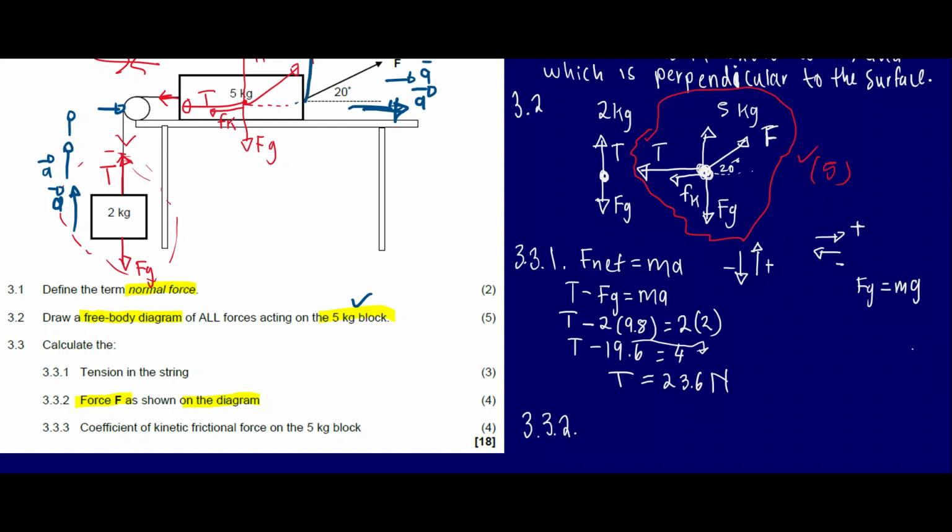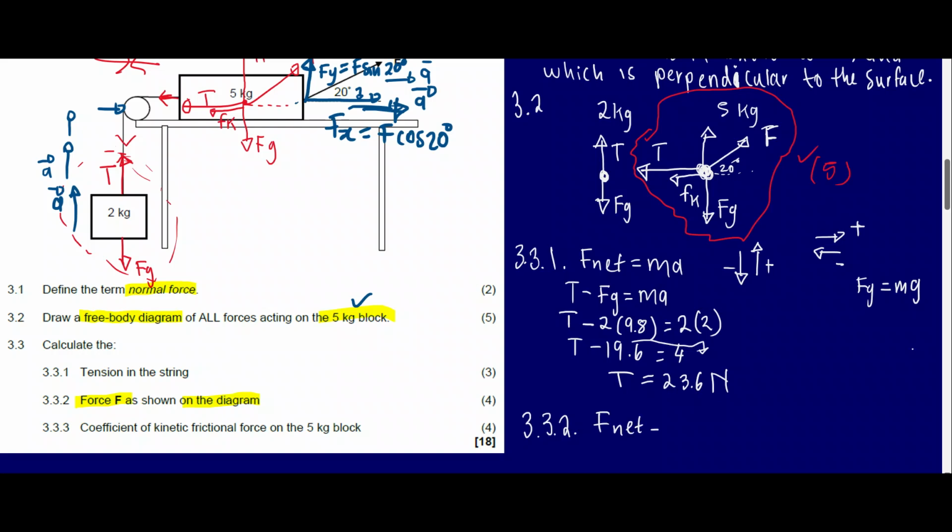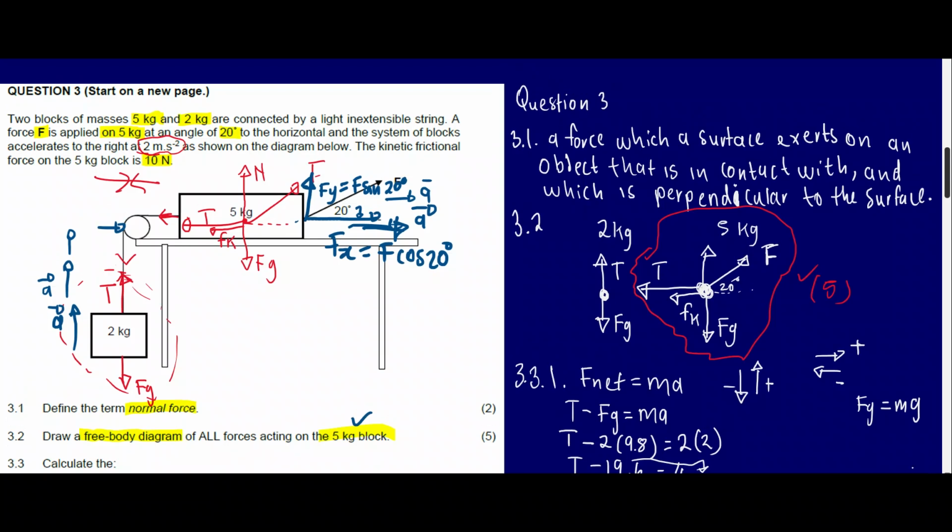So here, because the force on the 5 kg block is being applied at some angle, this force would be converted into components, right? So we're gonna have this component Fy and this component Fx. And I think you still remember earlier on in the video that this was adjacent, so it's gonna be F cos 20, and the Fy is gonna be F sine 20 degrees. So now let's go and do the F net for the block. So F net is equal to MA.